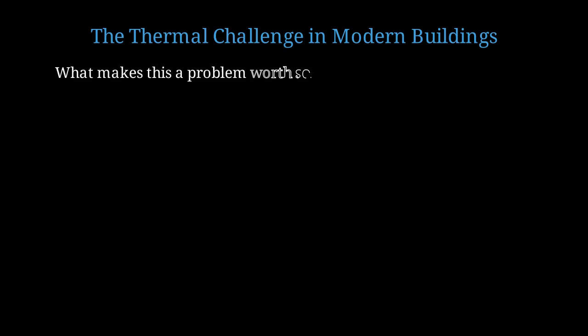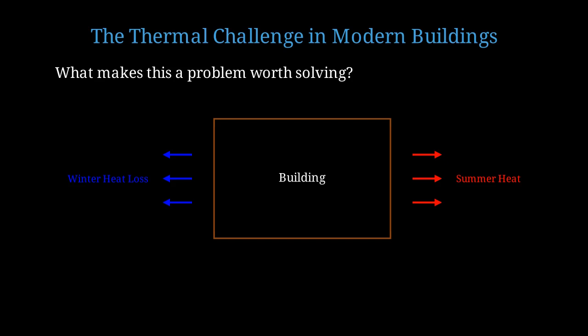You might ask, what makes this a problem worth solving? Well, heating and cooling account for approximately 40% of total energy consumption in residential buildings. Reducing this would have enormous environmental and economic impacts. Here we see a simplified representation of a building. Red arrows show heat entering during summer, blue arrows show heat escaping during winter. Our goal is to block both.